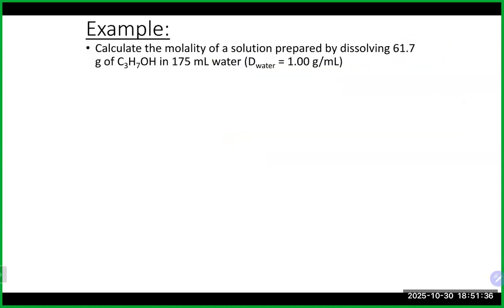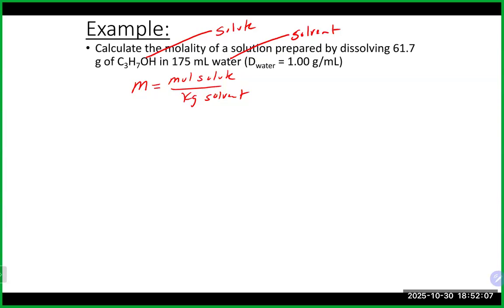So if we take a look at one here: calculate the molality of a solution prepared by dissolving 61.7 grams of C3H7OH in 175 milliliters of water. So again, molality is our moles of solute over kilograms of solvent. And obviously, whatever we're dissolving will definitely be our solute, and in this case, water is going to be our solvent. So like normal, in order to get to moles, we do need to convert those grams into moles.